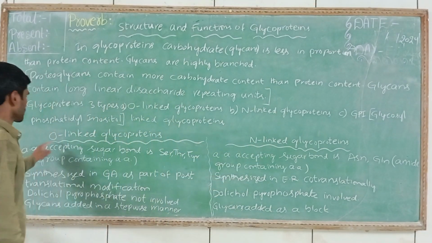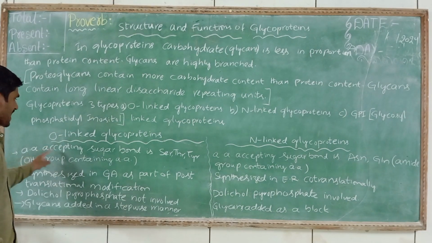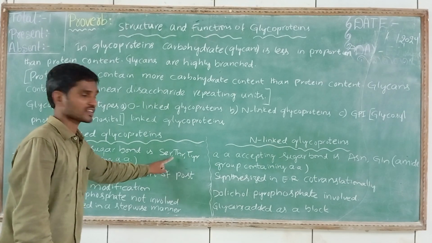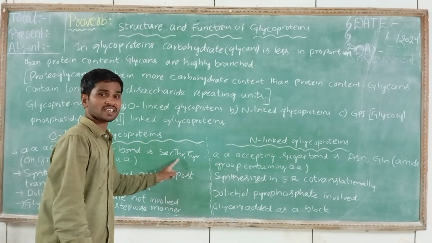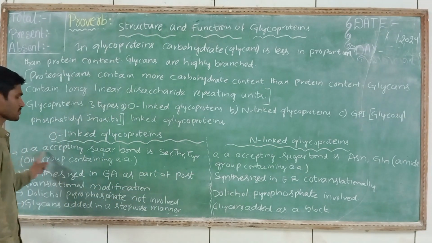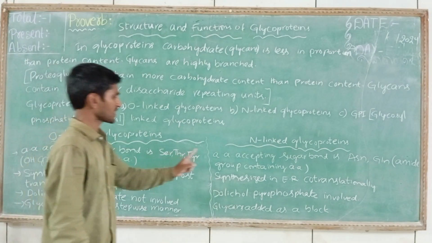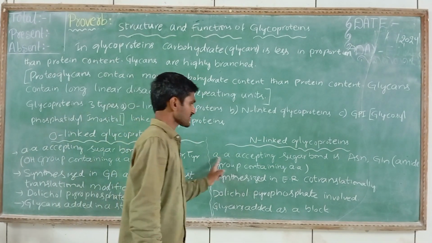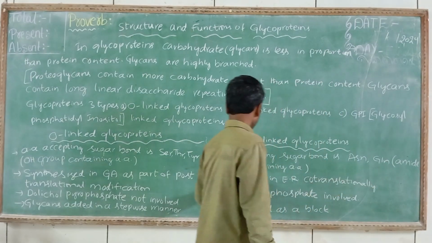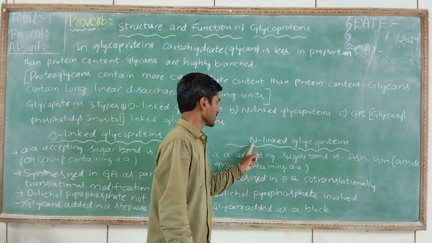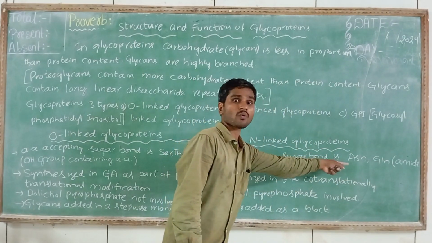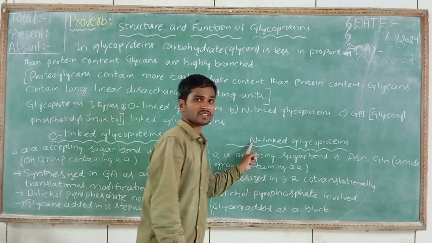In the case of O-linked glycoproteins, the amino acid accepting the sugar bond is either serine, threonine, or tyrosine. These three are OH group containing amino acids, which accept the sugar bond. In N-linked glycoproteins, the amino acid accepting the sugar bond is either asparagine or glutamine. These are amide group containing amino acids. You can remember N-linked by N meaning amide bond, because these have an amide bond, N-linked glycoproteins are found.